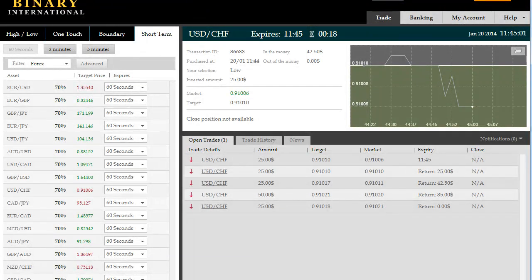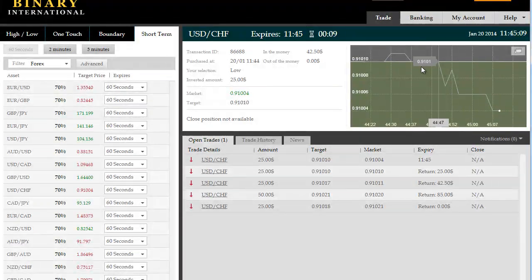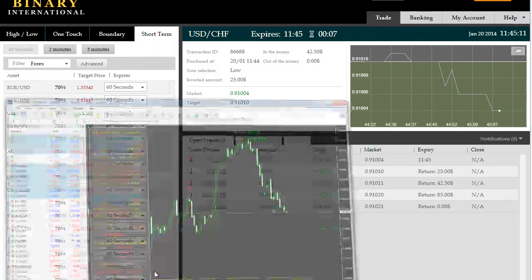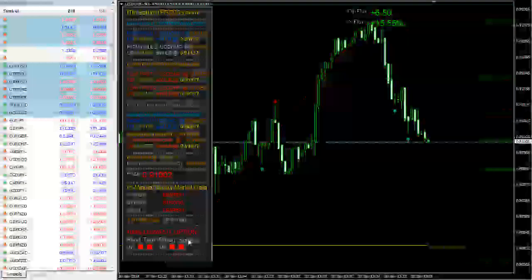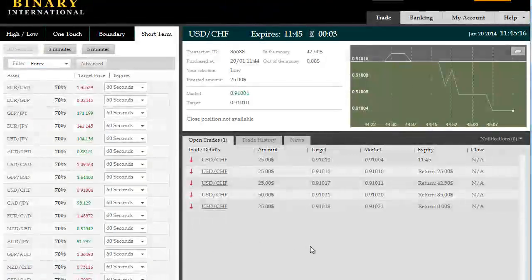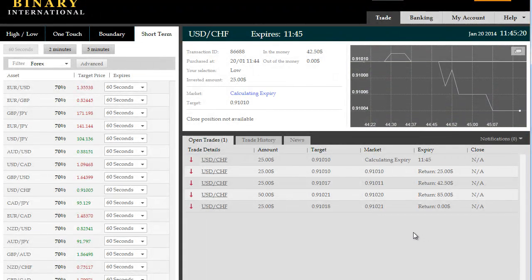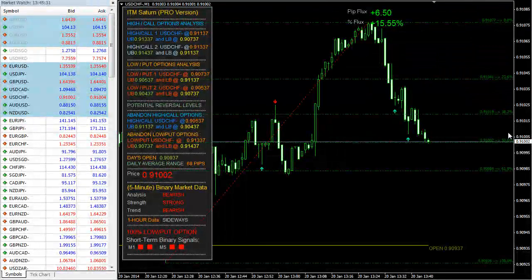We have executed 6 trades so far, of which 1 has been a loss, 5 have been winners, and of those 5, 1 has been a double up of our investment of $50, netting us an $85 return, hedging out the previous loss and giving us profit. So we are now fully in profit on this short time frame. We now have another trade coming up, expiring in the money. There we go. US dollar Swiss franc, 6th trade expires in the money right here live on screen using ITM Saturn Pro signals. We're going to see if we have more opportunities.